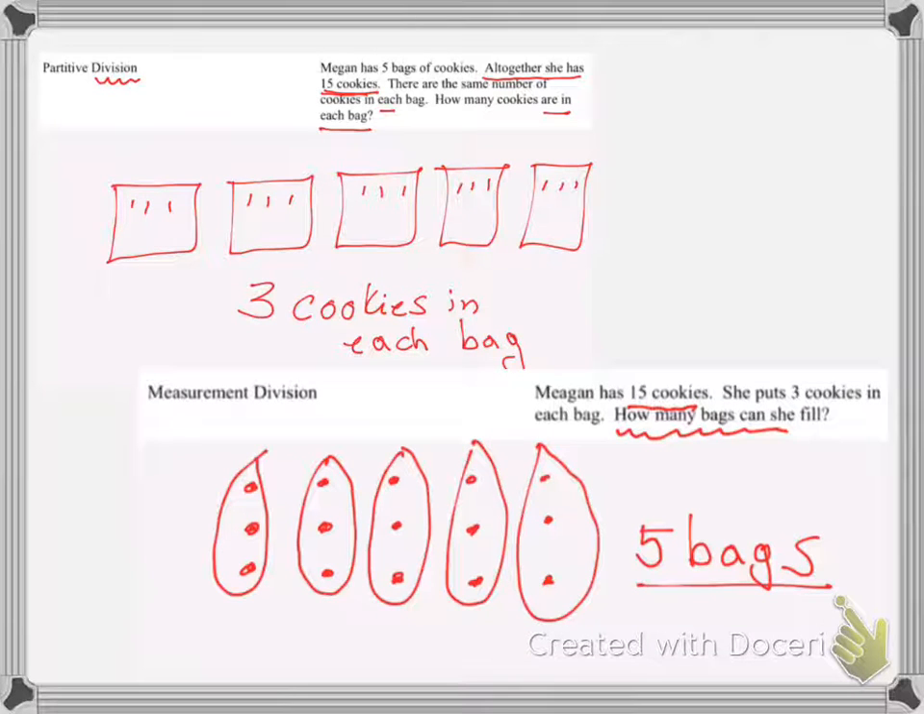All right, so now you can see the difference between partitive division and measurement division. In measurement division, we're looking at the total of how many bags she can fill, the big groups that you can get. Whereas in partitive division, we're trying to find what's in each group. So when we're examining these word problems and seeing if we are going to divide, I'd like you to think about whether you're looking at a partitive division or a measurement division word problem. And that might help you set up your drawing when we do the read, draw, write process.